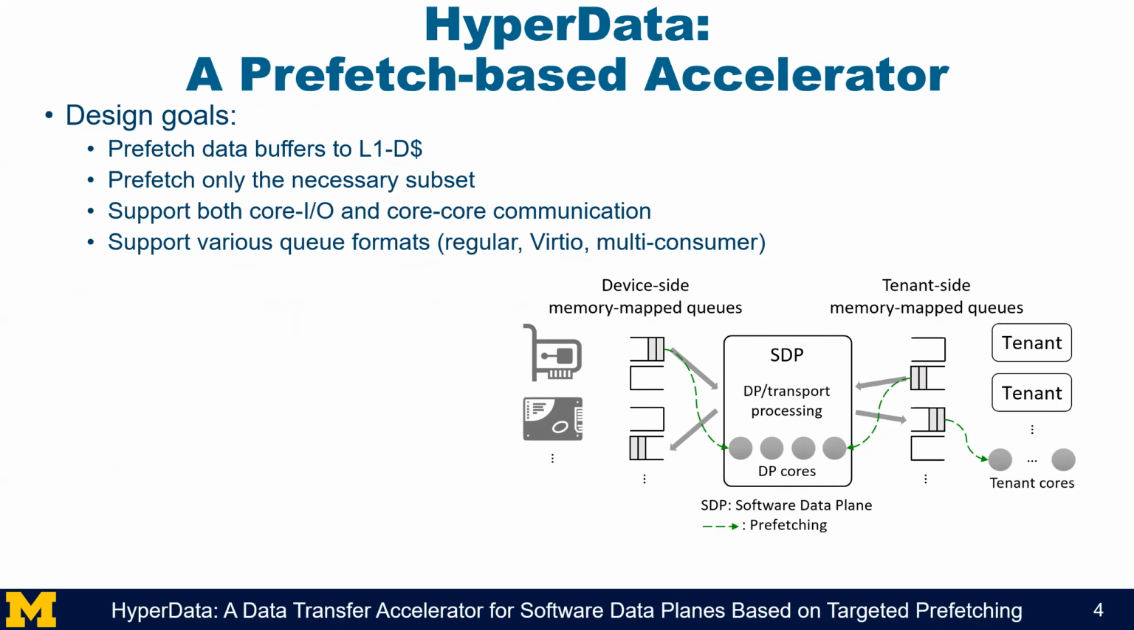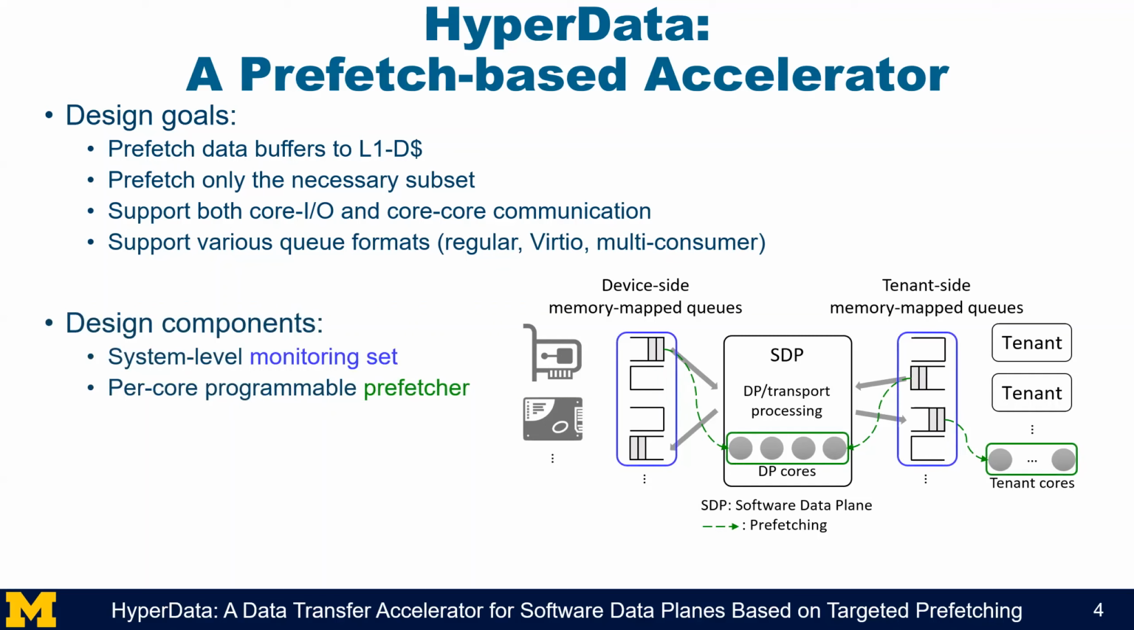To tackle these issues, we propose the HyperData Accelerator with the features shown here. HyperData prefetches data buffers as close as possible to the target core, that is, to the L1 cache. Only the required subset of data items, for example, network packet headers, are prefetched to avoid cache pollution. HyperData performs prefetching not only for data plane I/O communication, but also for data plane tenant, that is, core-core communication. Finally, various queue formats are supported, like regular or direct queues, virtual or indirect queues, and multi-consumer queues.